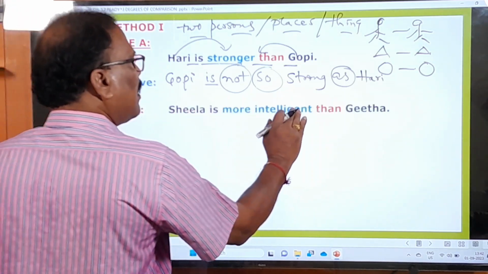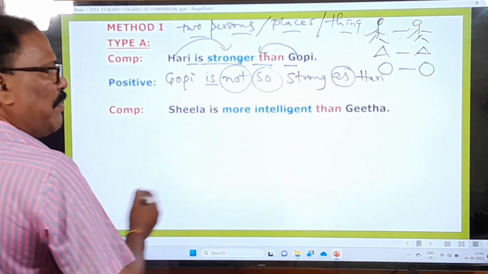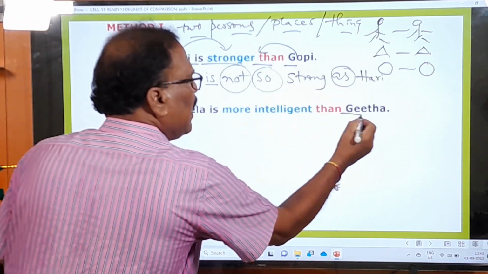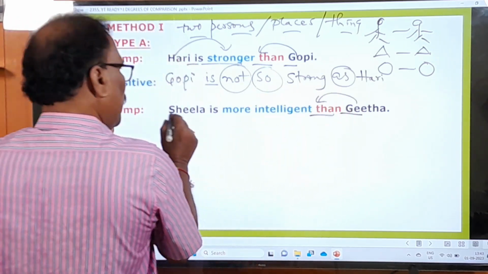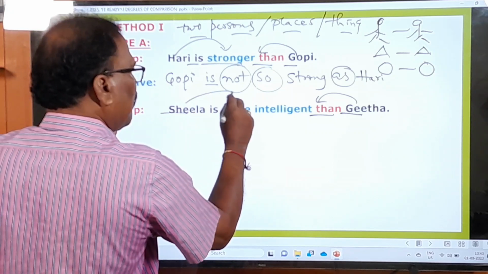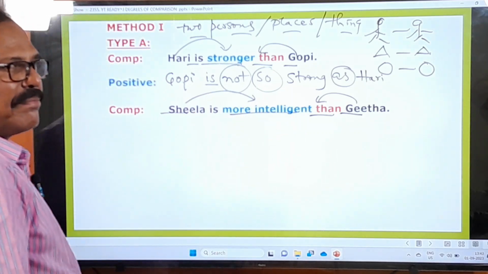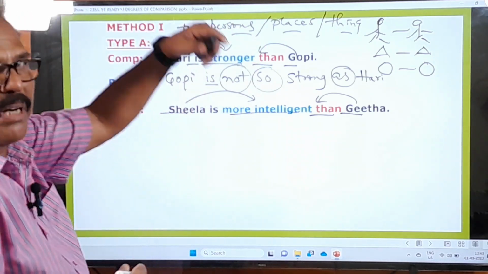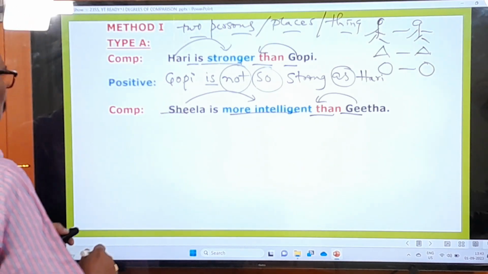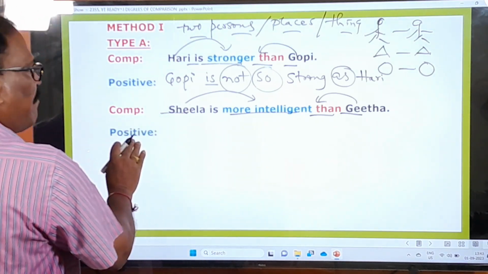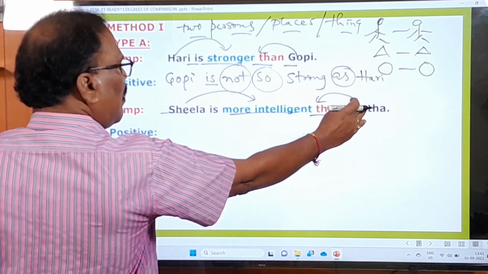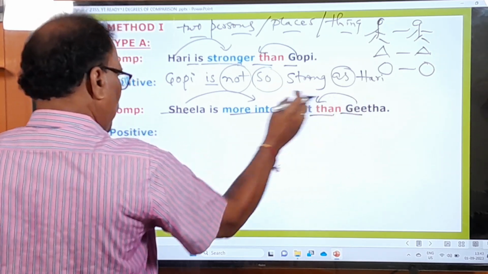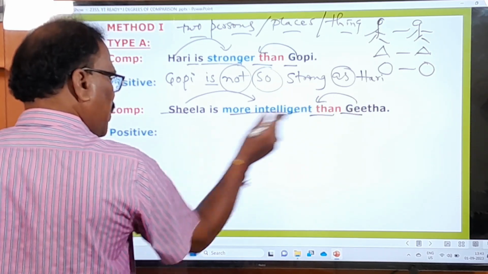Sheila is more intelligent than Geeta. How do you take the meaning? Always in the comparative you have to take Geeta kante. Then come to Sheila marinta telivainadi. Geeta kante Sheila marinta telivainadi. Clear? And now let us change it into the positive degree. Then the person being compared with is to be brought to the front position.